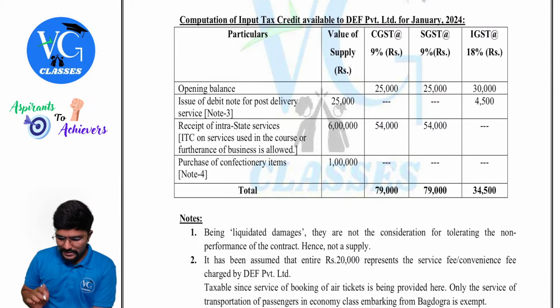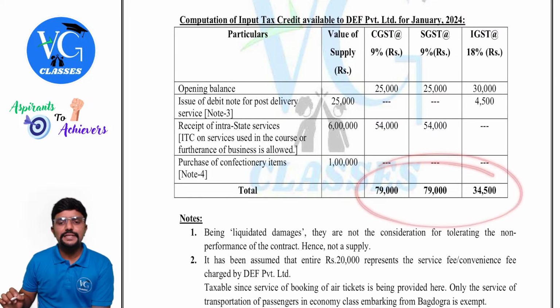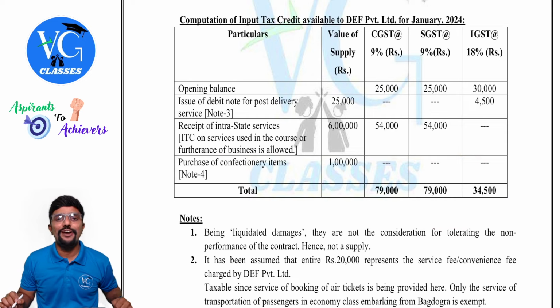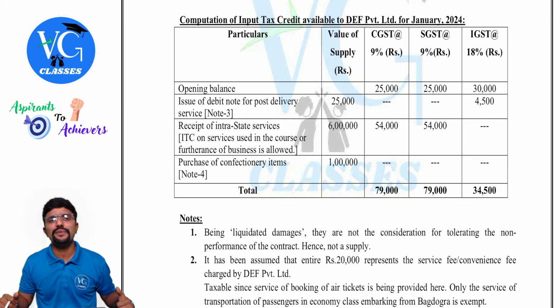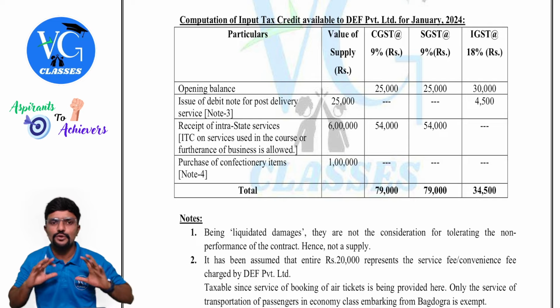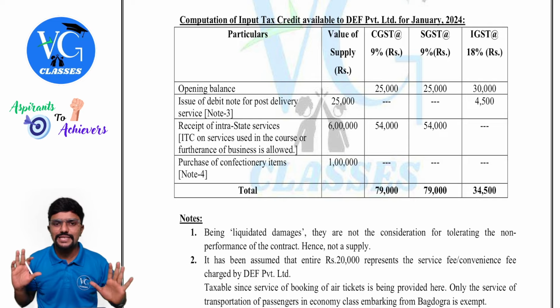Okay. So what is the total credit available? 79,34,500, guys. They've just asked this much. They have not asked how much GST has to be paid through electronic cash ledger and all. So you have to stop it here, guys. They've just asked this much.